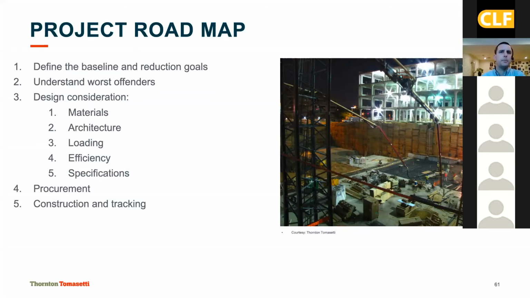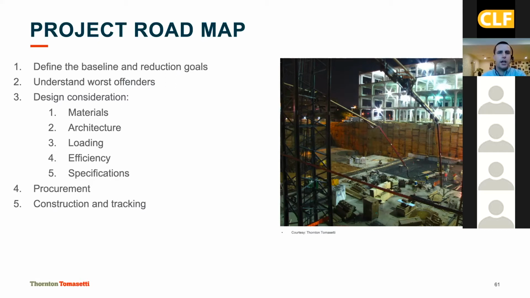And the first step in that is understanding what's the baseline and what are we trying to reduce. Any reductions are great reductions, but we have to know what the goals are. And then as both Chris and Baha mentioned, it's understanding what are the worst offenders in your project. What are you going to target? And unfortunately, structure is a big piece of it, right? I mean, we're a big piece of the embodied carbon pie right now. So we as structural engineers have a larger responsibility to make reductions and get creative.